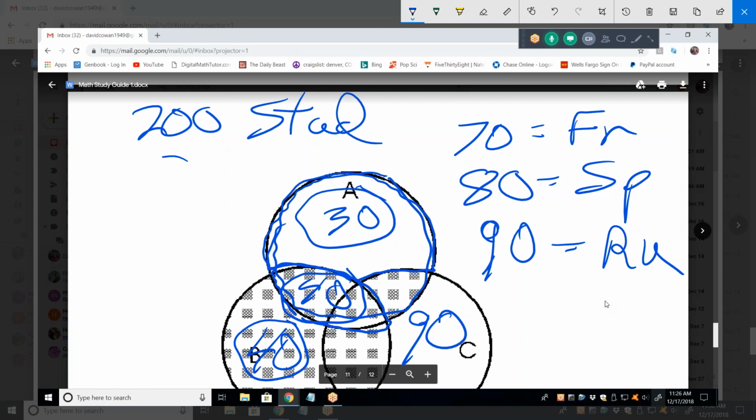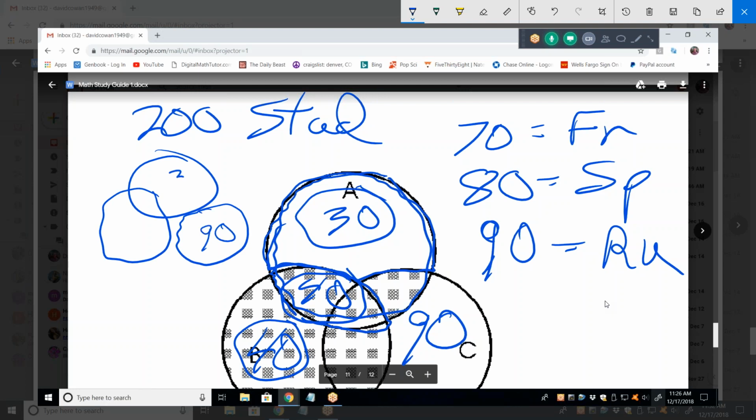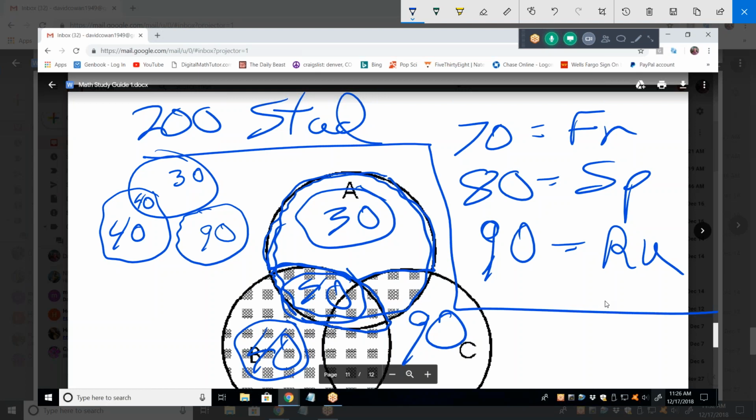So my Venn circles would go like this. Here's the 90 taking Russian. Here's the 30 taking French only. Here's the 40 taking Spanish only. And here's the 40 taking French and Spanish. So that's the value of Venn diagrams. It allows you to take complicated problems like that and graphically see them.